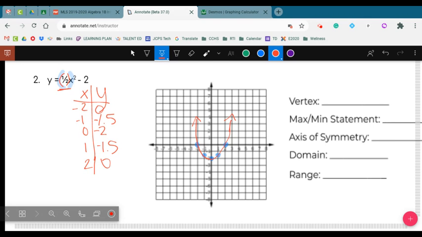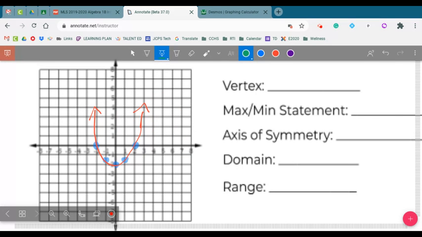So it's kind of smushed down. And if there was a whole number, it'd be stretched, so it'd be a lot skinnier. And then that negative 2 on the end is what moves it down to the negative 2 on the y-axis. We're going to go over that more tomorrow.